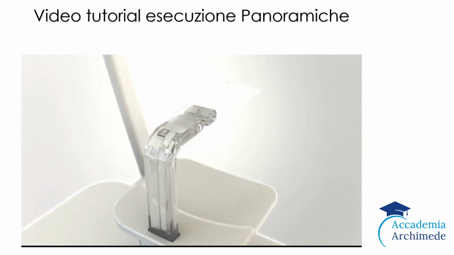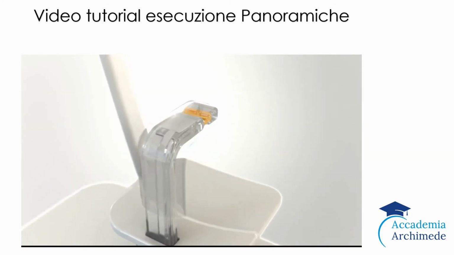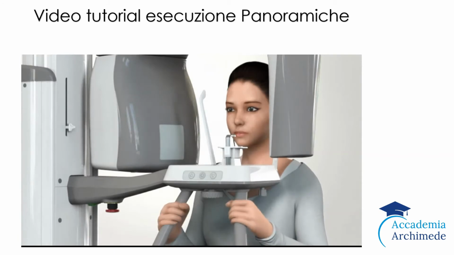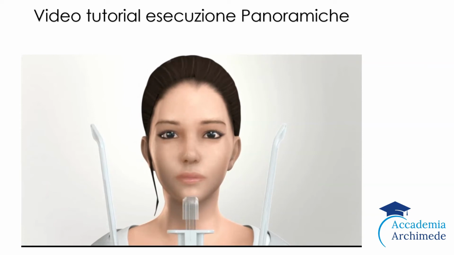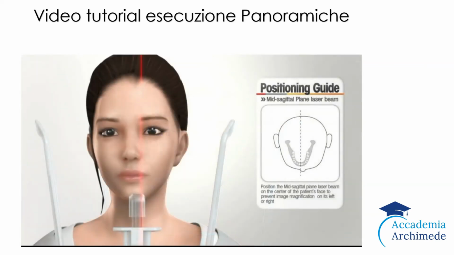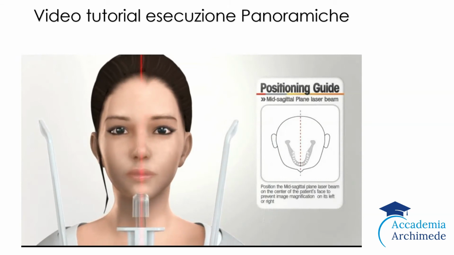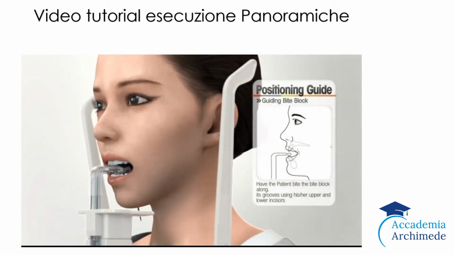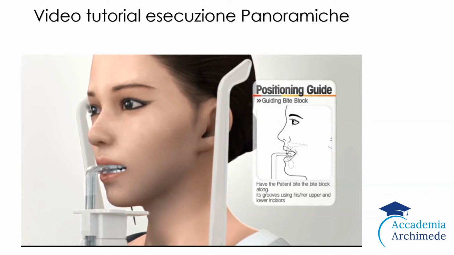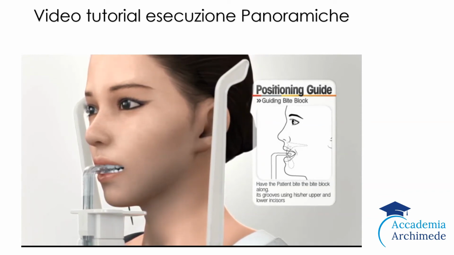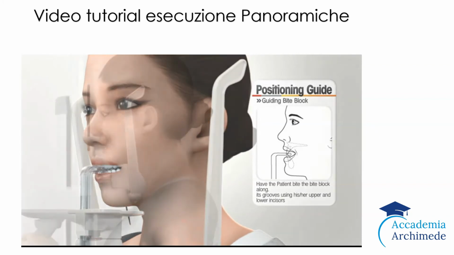Place a hygienic cover over the bite block and ask the patient to grasp the handle. Confirm the patient's right and left shoulders are parallel and lead the patient to relax. Make sure that the mid-sagittal plane laser beam is positioned at the center of the patient's face. Ask the patient to bite the bite block. The incisor edge of the upper and lower teeth must be placed on the groove of the bite block.